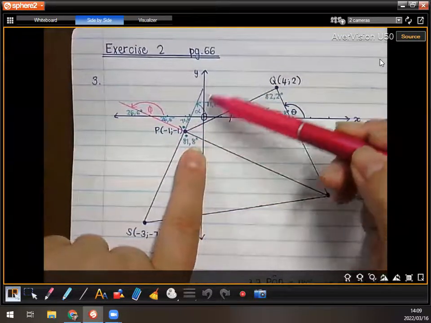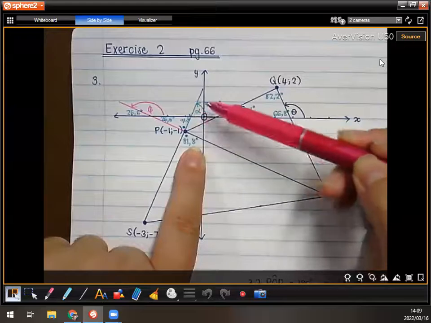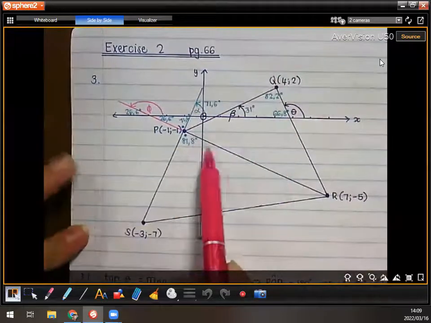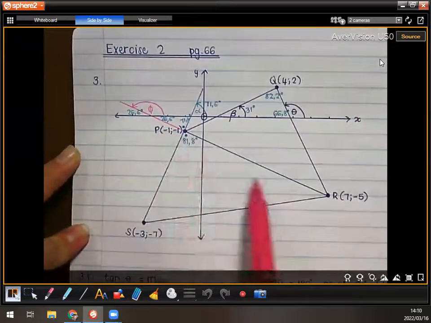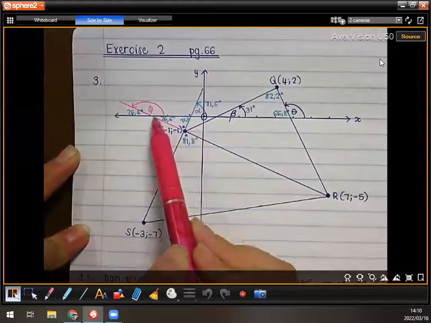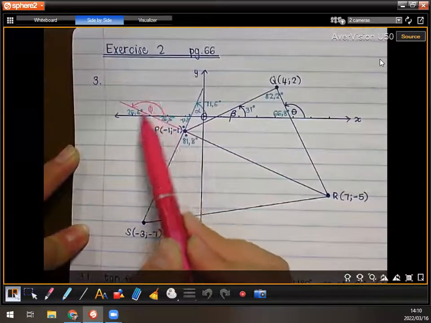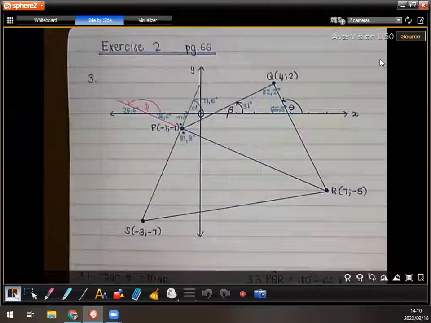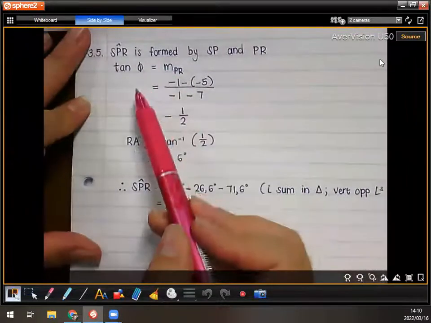We had already extended that one and we calculated that angle of inclination, right? Then I said you must also extend this one. This is the other line that's forming this angle. Then you're going to calculate that one. All right, so that was the first part of 3.5. You can see it there.